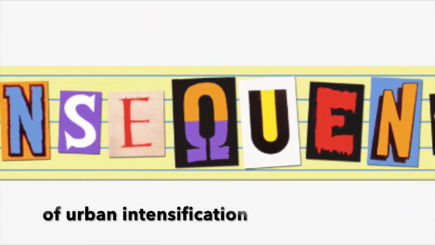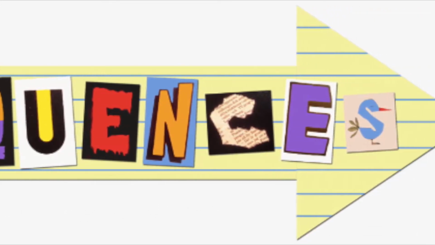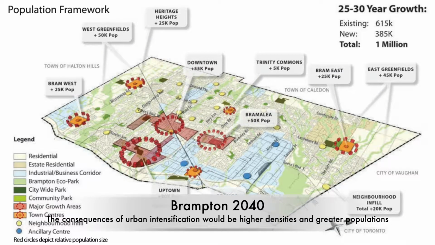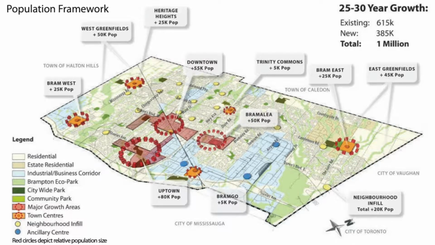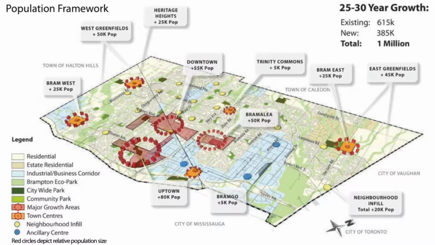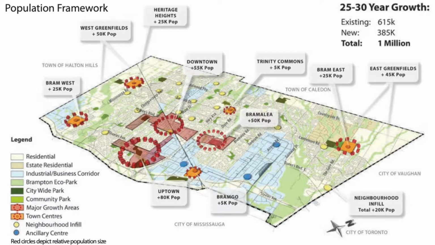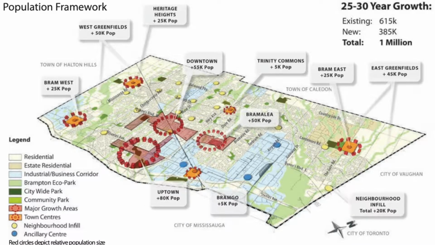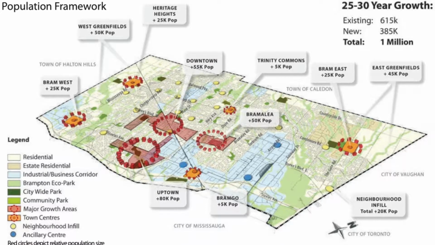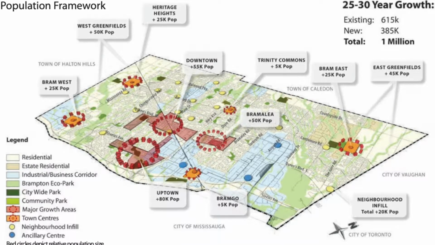The consequences of urban intensification. Since we now know what urban intensification is, we can discuss the possible consequences of urban sprawl in a city, which would be a higher dense overcrowded city with a higher population. Well, how do we know that this would be the outcome of urban intensification? Well, our own vision plan of Brampton 2040 has been released, which is a vision plan of urban intensification in Brampton over the next 22 years.